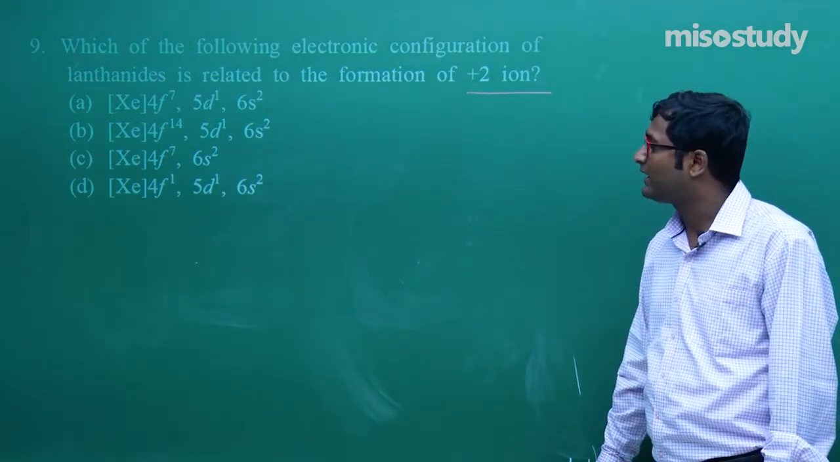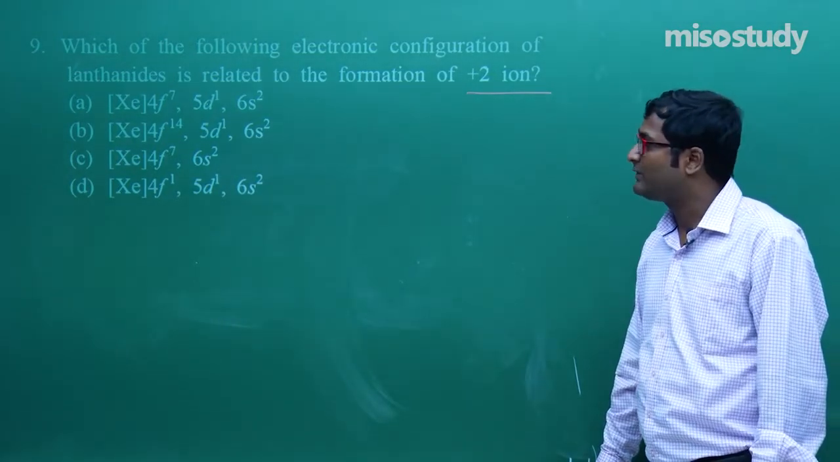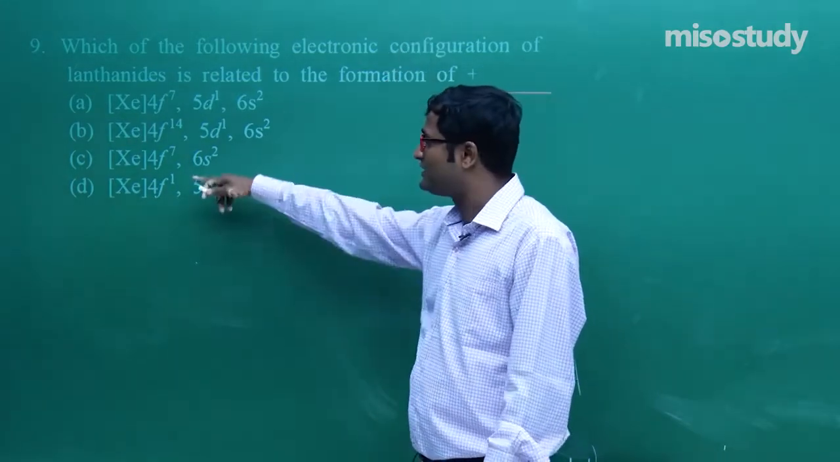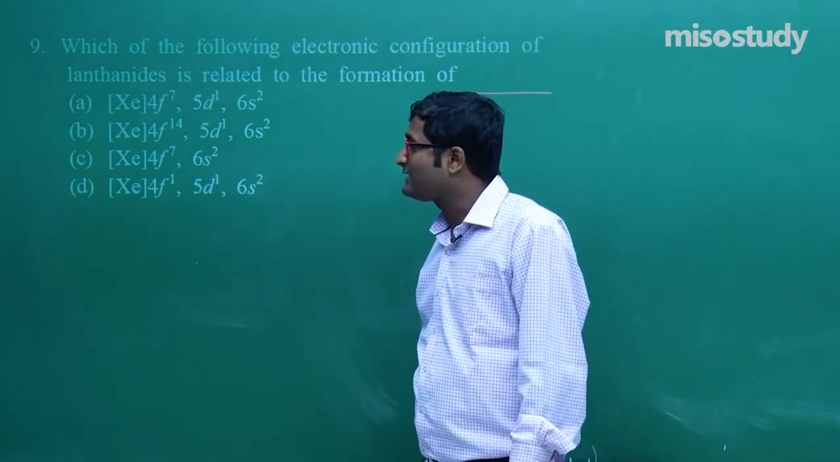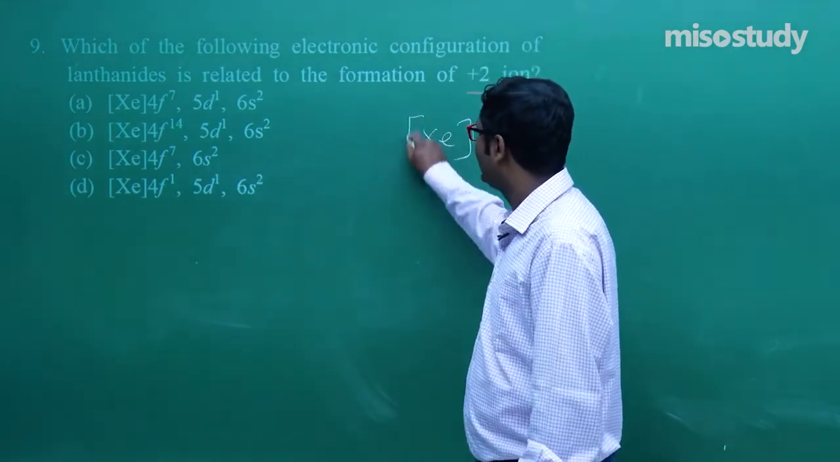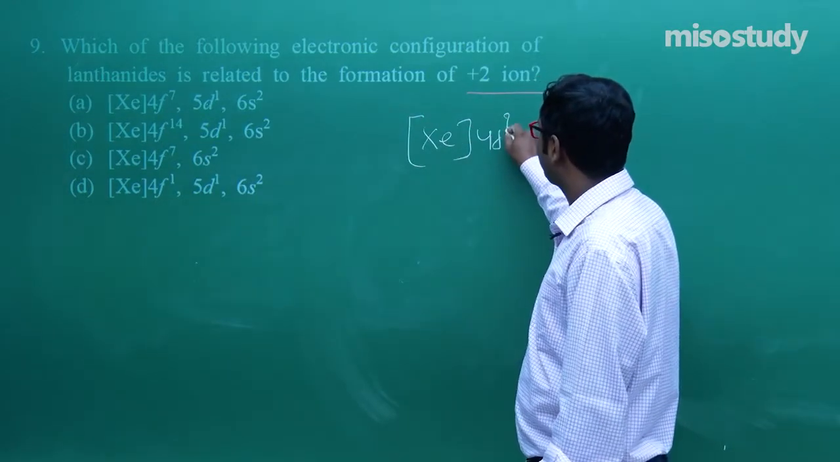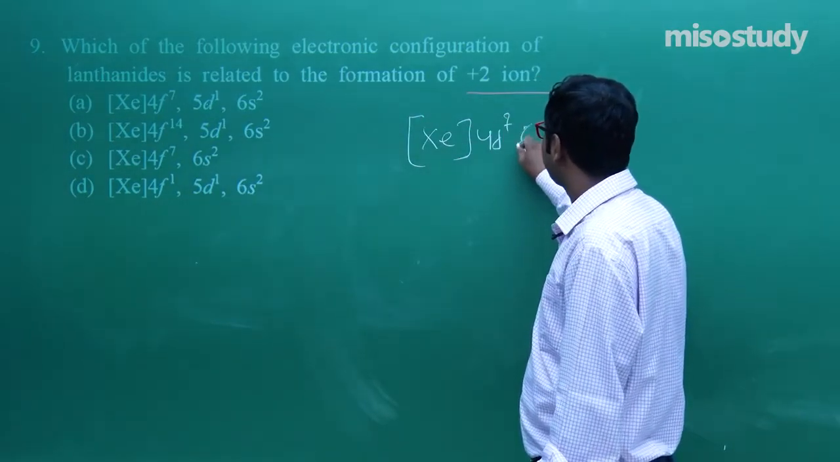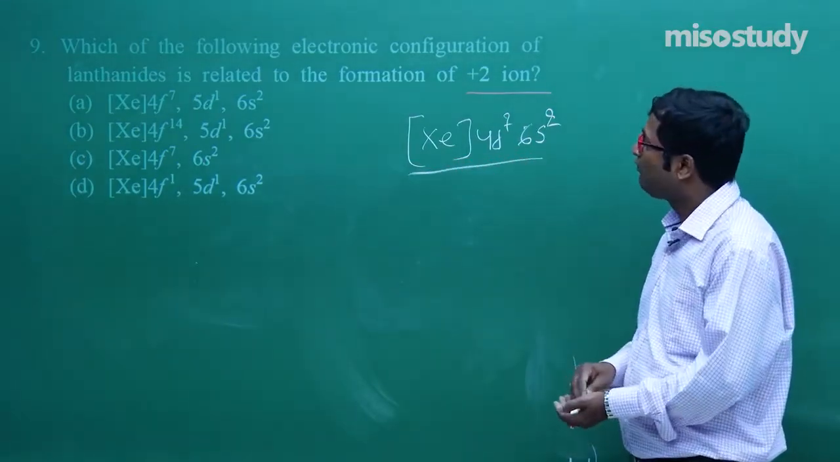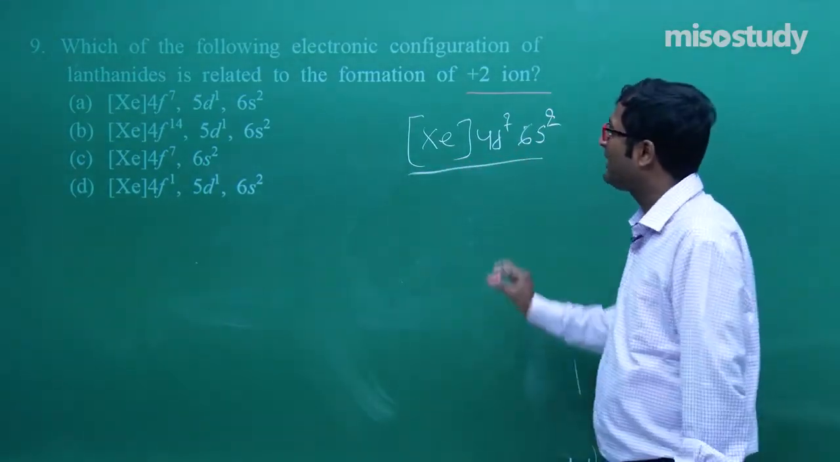Lanthanide, friends, tell me what will happen. This one, the +2 oxidation state. Xenon, atomic number 54, that is the inert gas xenon, clear, 4f7 6s2. This is the correct explanation. So for this question, it's very simple.